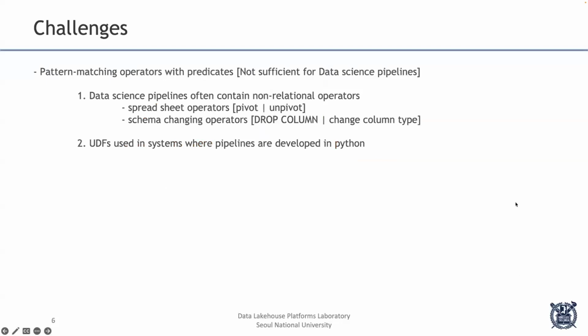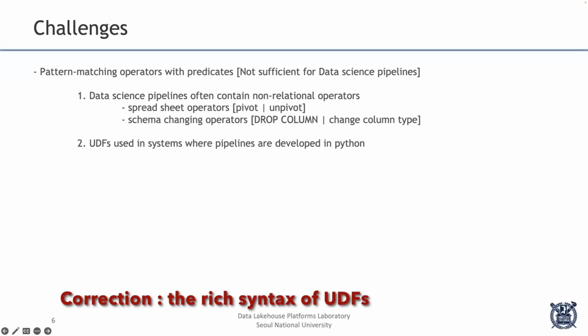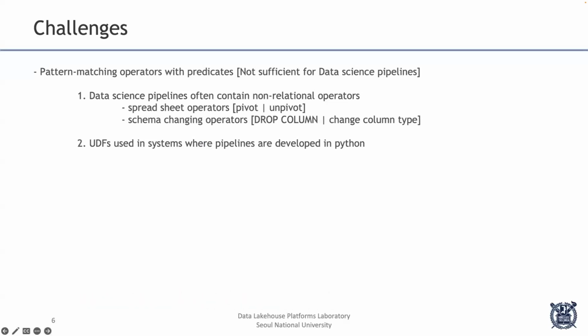The problem with these rules and the pattern matching operators with predicates is that they are far from sufficient for data science pipelines, because data science pipelines use a lot of non-relational operators, like changing the data type of a certain column, or dropping some tables. Very often the predicate can be pushed down through an operator or UDF, but such an optimization opportunity is missed because existing rules do not cover this particular pattern. Also, an explosion of new rules would be required to handle all of the non-relational operators and the rich syntax of predicates, making the rule-based approach harder to scale and manage.